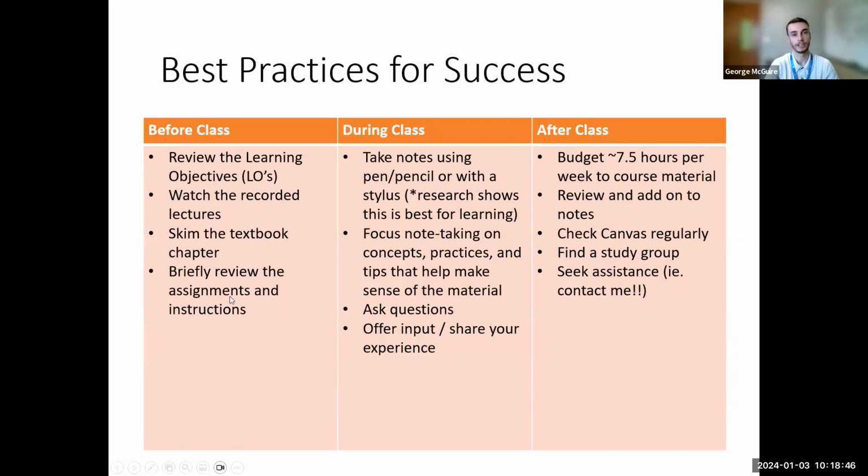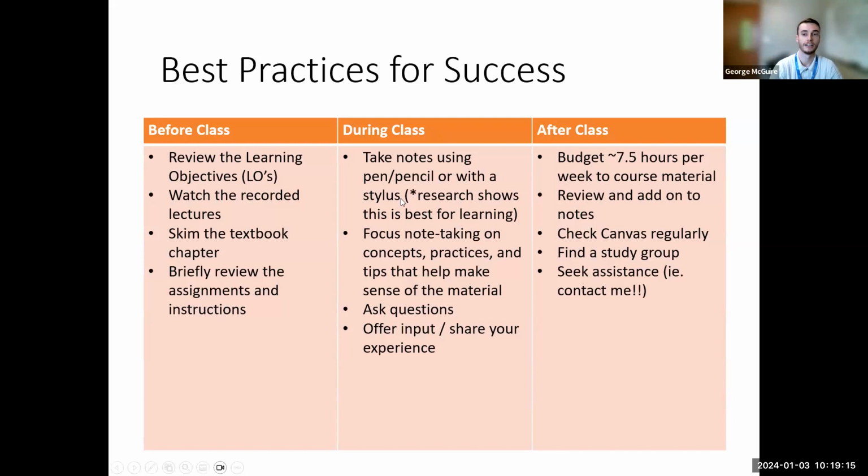And then also, if you have the time for it, briefly review the assignments and the instructions that come with each assignment. That way, when you come to class, you know kind of what is going to be asked of you or how you're going to use some of that information that week. And if you have any confusion with any of the assignments, we can talk about it in class rather than trying to discuss it the day that it's due or the night that it's due, where I may not see that email, see that message, but I'll definitely see you in class.